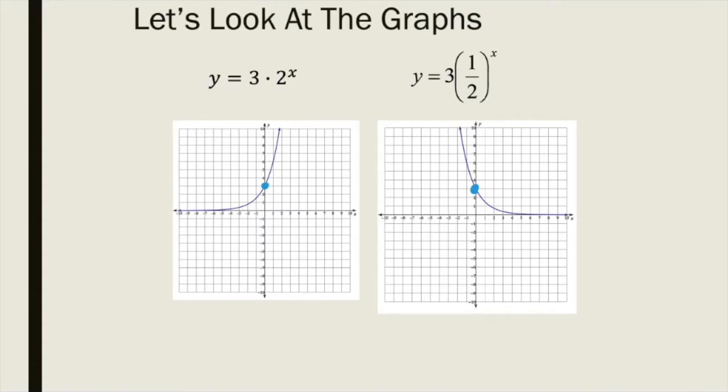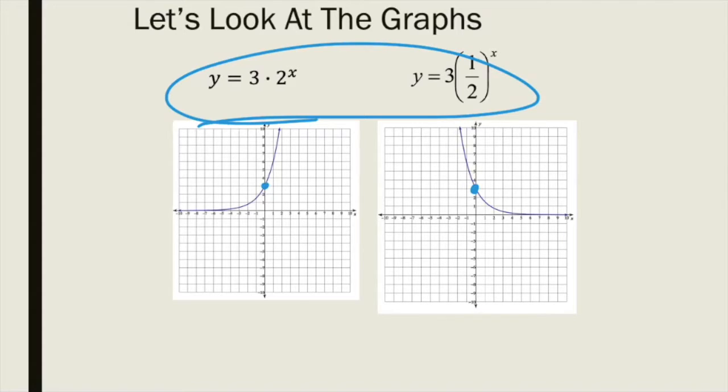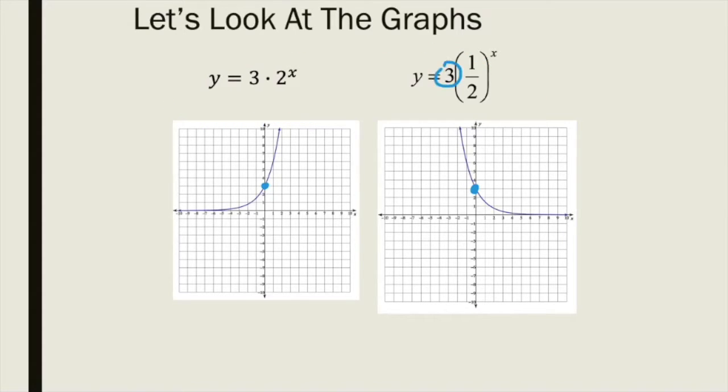Why do you think their y-intercepts are the same? Based on their equation here. Both have 3 in front. And their rate of growth/decay is the same. So this is going up as fast as this is going down. All right, so this one is growth. This one is decay.